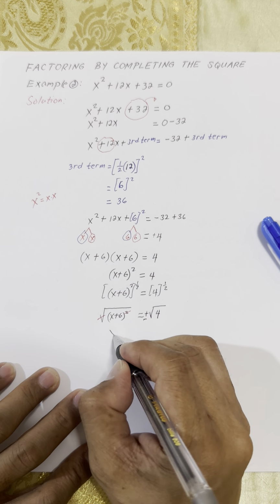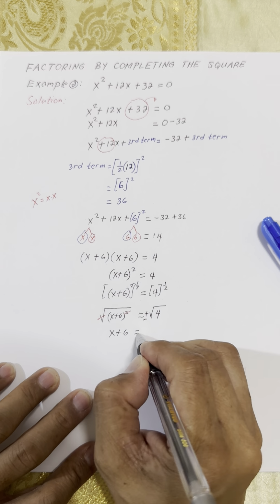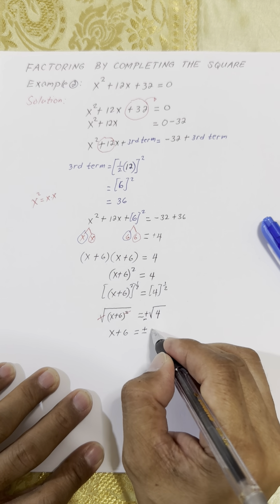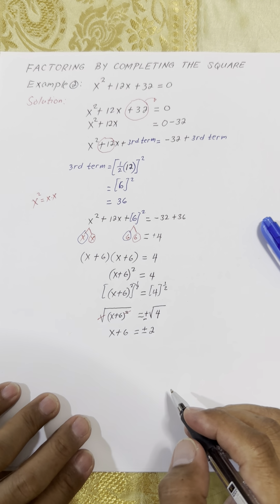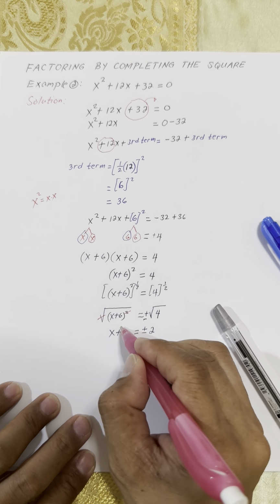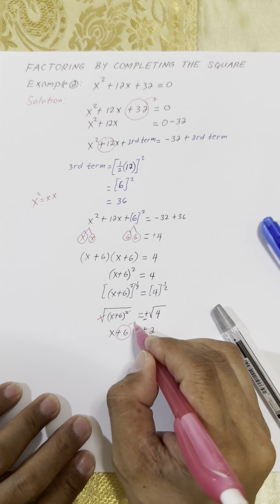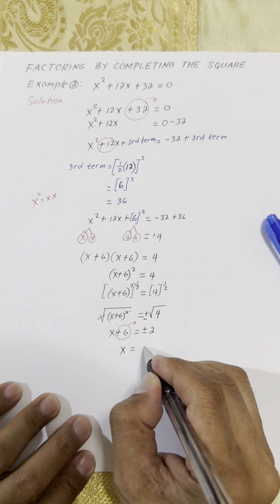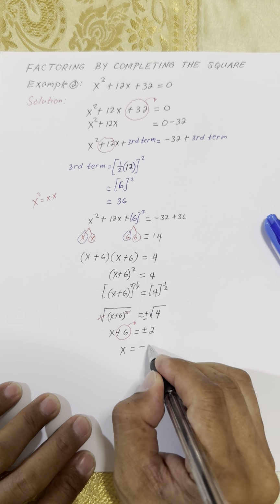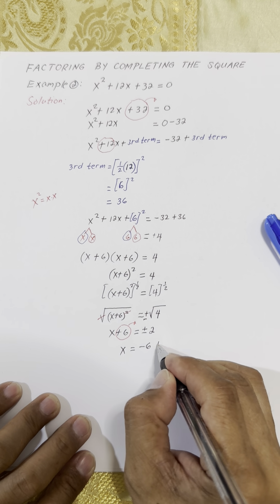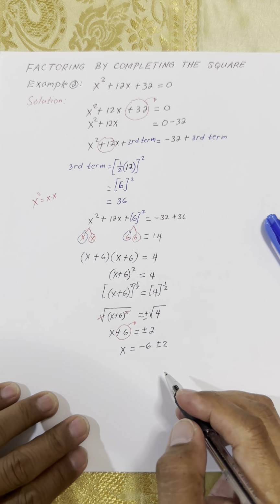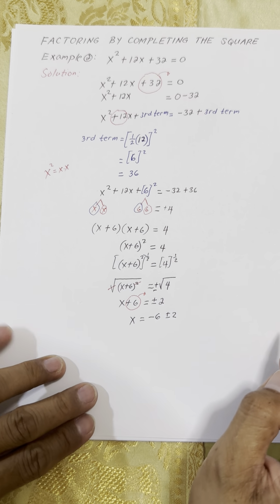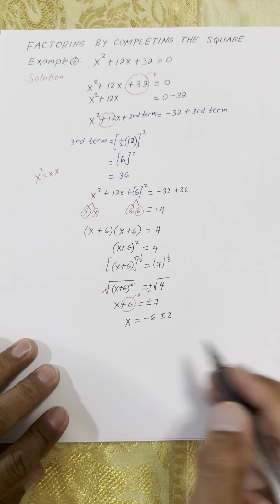So x + 6 equals plus and minus, what is the square root of 4? The square root of 4 is equal to 2. Then transpose the constant to the right side. So we have x equal to, when you transpose this, it becomes minus 6, then plus and minus 2. Therefore, we can now solve for our x.